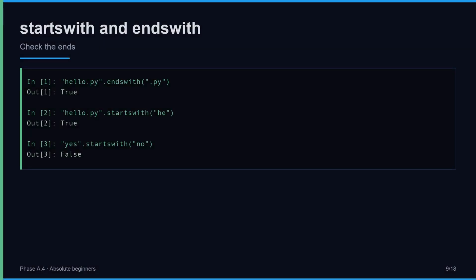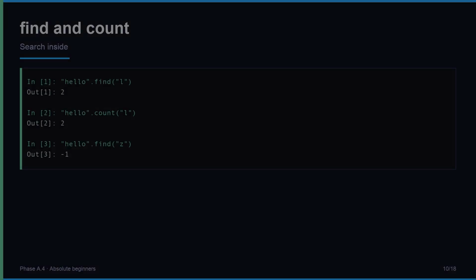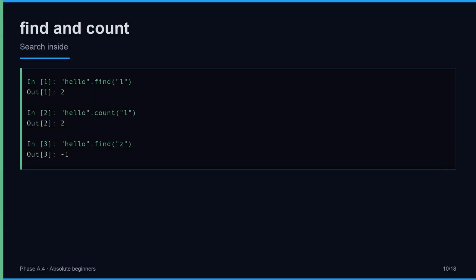Many become 1. 2 methods that return true or false. endswith checks if a string ends with a specific suffix, hello.py ends with .py, so true. startswith checks the beginning. These are useful when you filter or categorize. Is this a Python file? Does this name start with a number? The answer is a boolean you can use in an if statement. Check the ends.